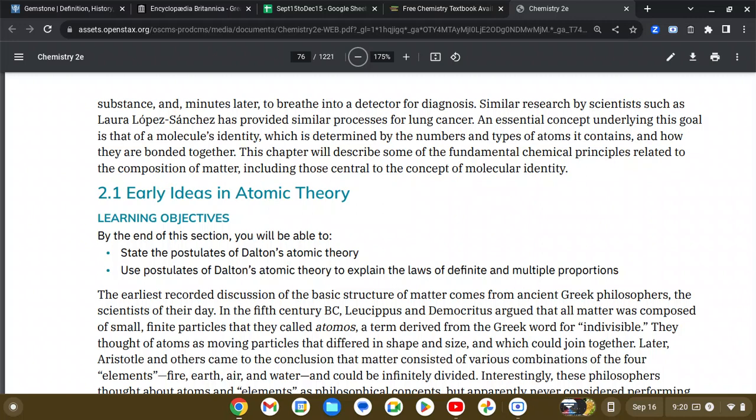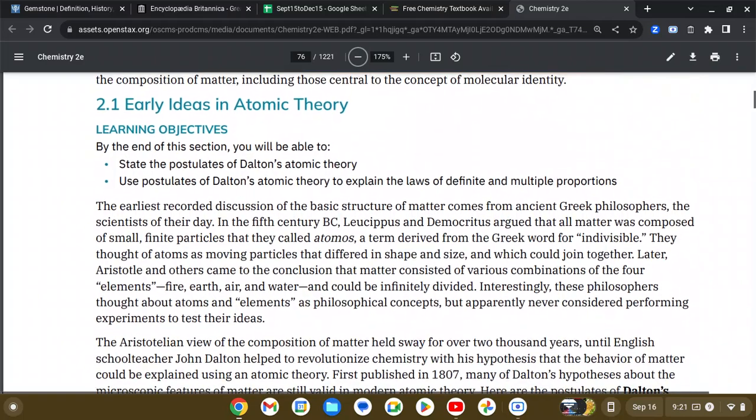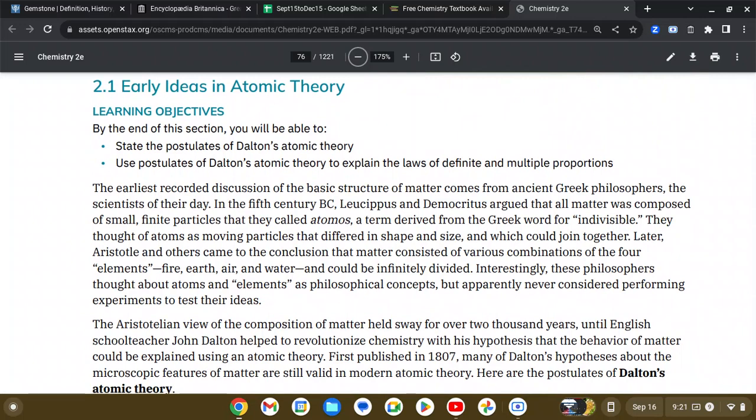An essential concept underlying this goal is that a molecule's identity is determined by the numbers and types of atoms it contains and how they are bonded together. This chapter will describe some of the fundamental chemical principles related to the composition of matter, including those central to the concept of molecular identity. 2.1 Early ideas in atomic theory. Learning objectives: by the end of this section, you will be able to state the postulates of Dalton's atomic theory, and use the postulates of Dalton's atomic theory to explain the laws of definite and multiple proportions.